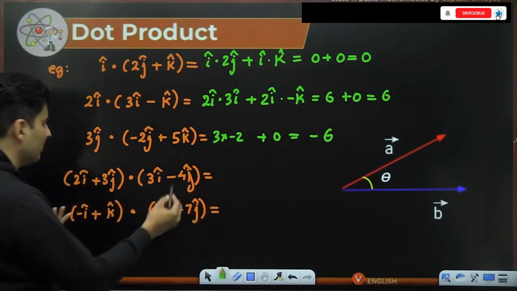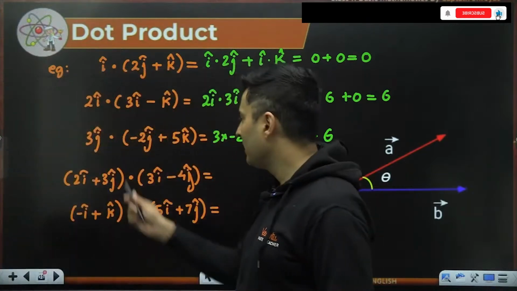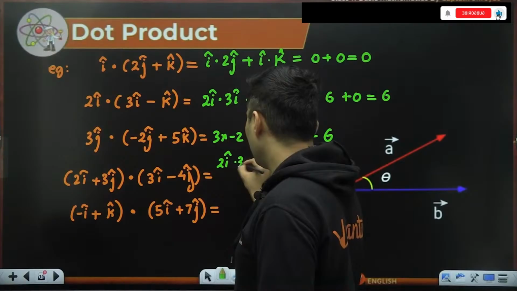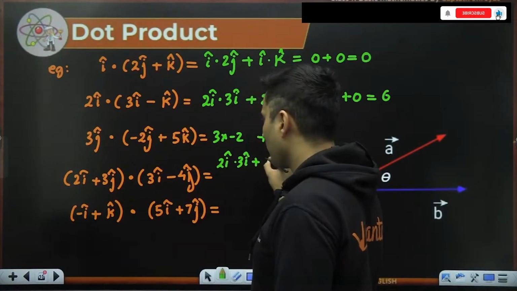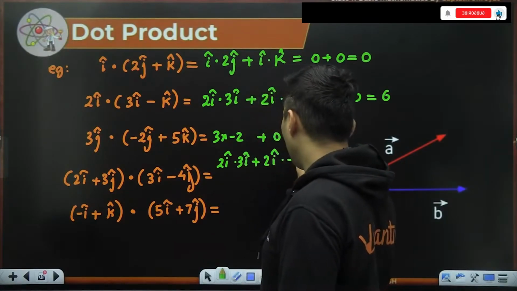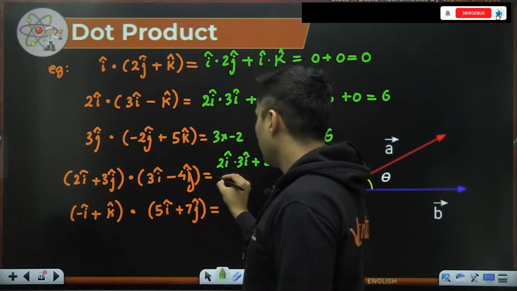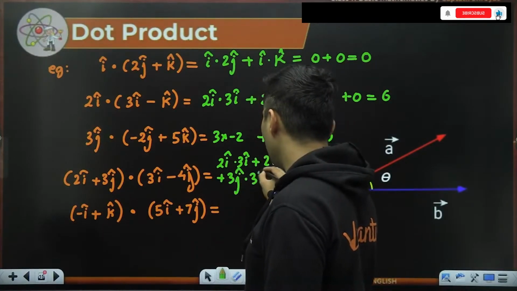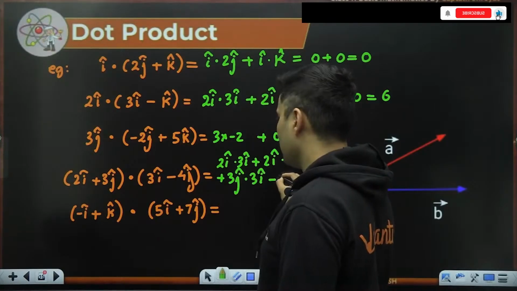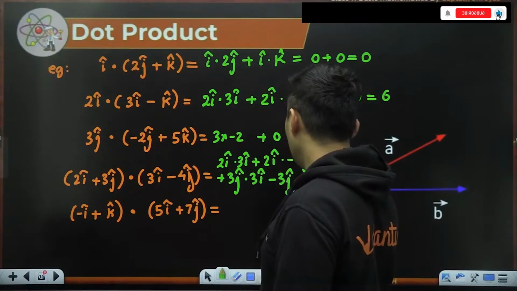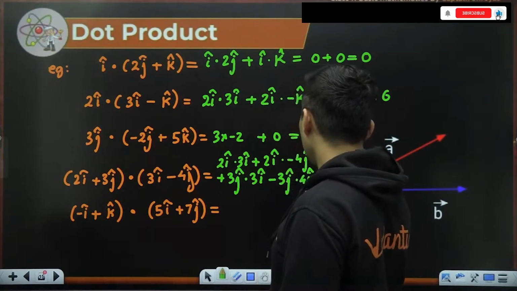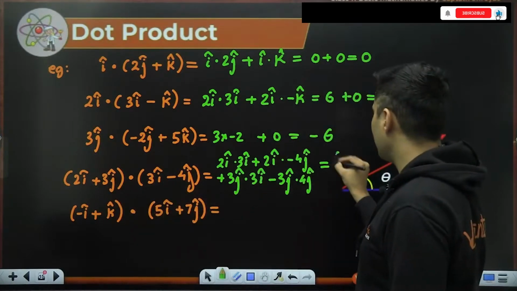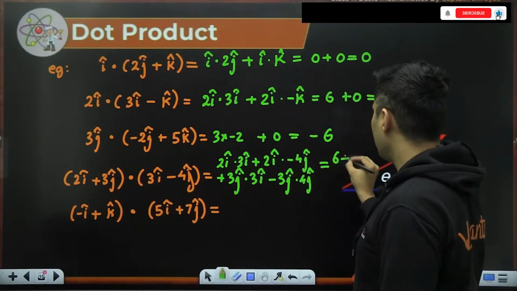There will be many terms when you open up the brackets. For example, you will have 2i cap dot 3i cap plus 2i cap dot minus 4j cap plus 3j cap dot 3i cap minus 3j cap dot 4j cap. So when you solve this, 2i into 3i is basically 6. i into j is 0.